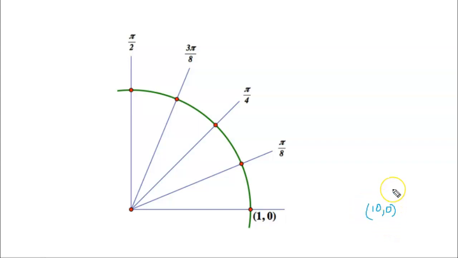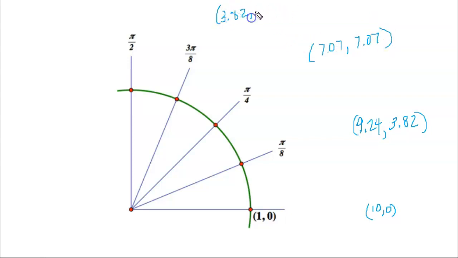If you go back and look at what those points were, we had 9.24, 3.82, we had 7.07 and 7.07. We had 3.82 and 9.24 and then 0, 10. So these were the points for that 10-foot radius circle.